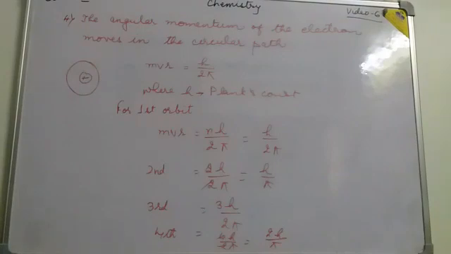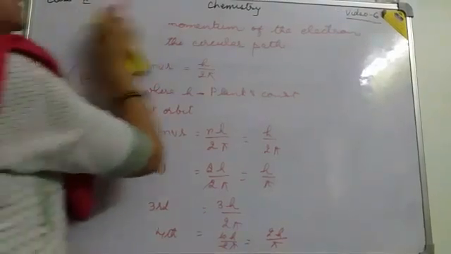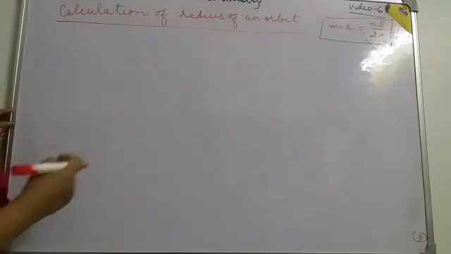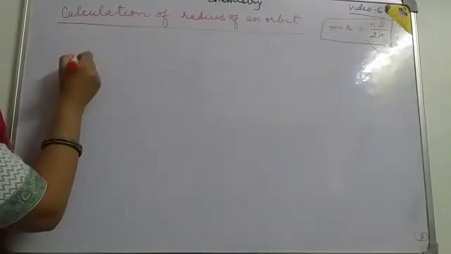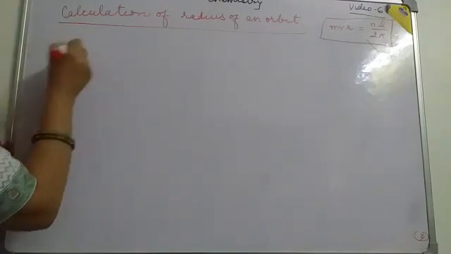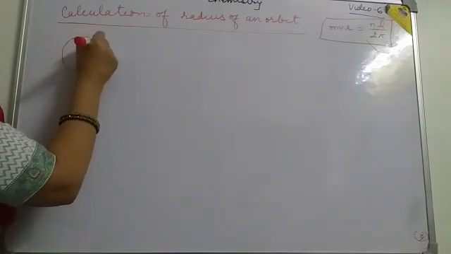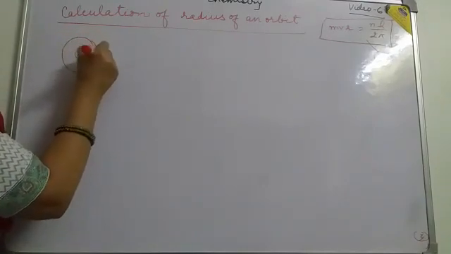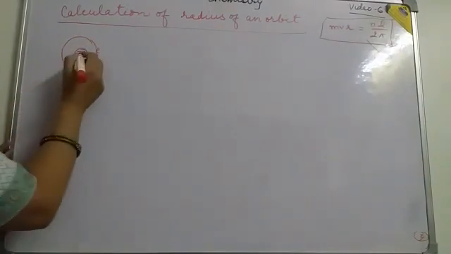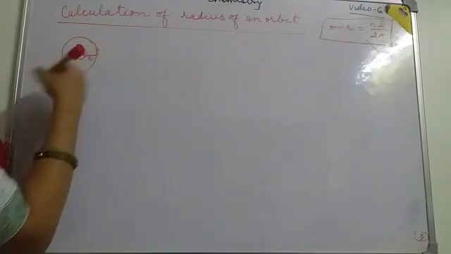Now we can calculate the radius. Let's start the calculation of radius. For calculating the radius of an orbit, let's consider an atom. There is a proton at the center, and an electron. The distance from this electron to the nucleus is r. So from the center to this electron is r.